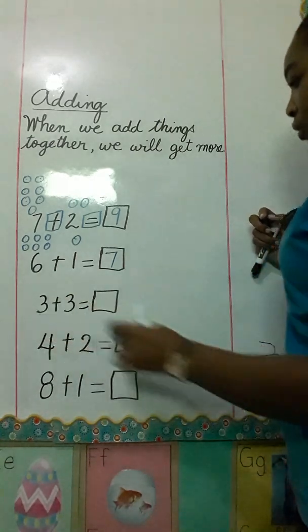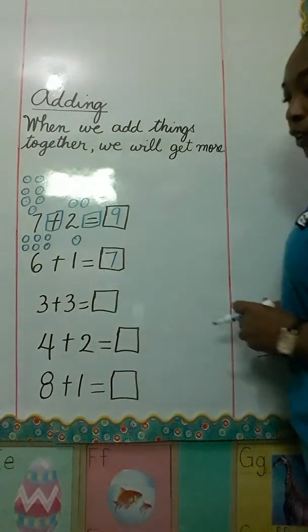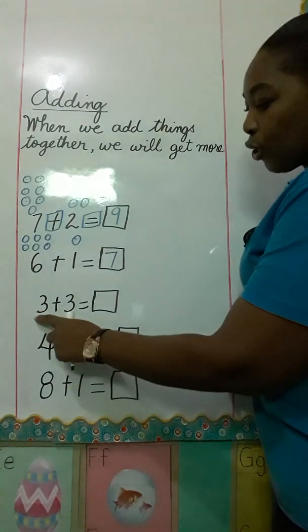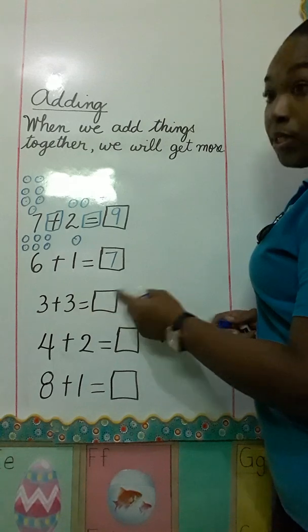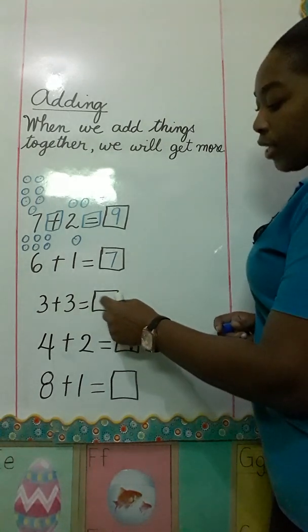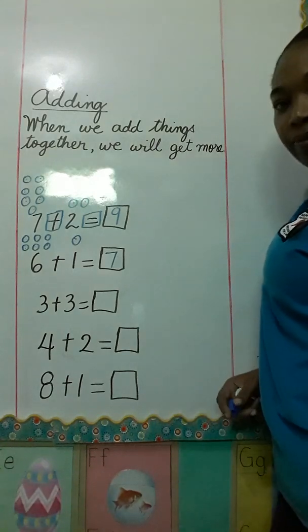Alright, let's try this one now. You tell me what I'm supposed to do with this one. I'm going to read it for you. It says 3 plus 1 equal an empty box. You can't leave the box empty. You have to give me an answer. So what should you do?